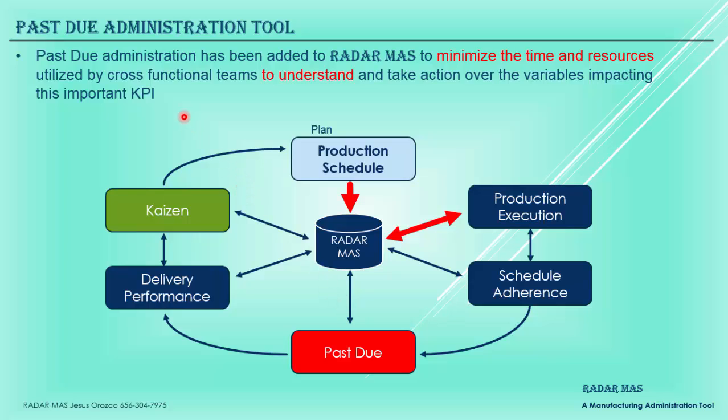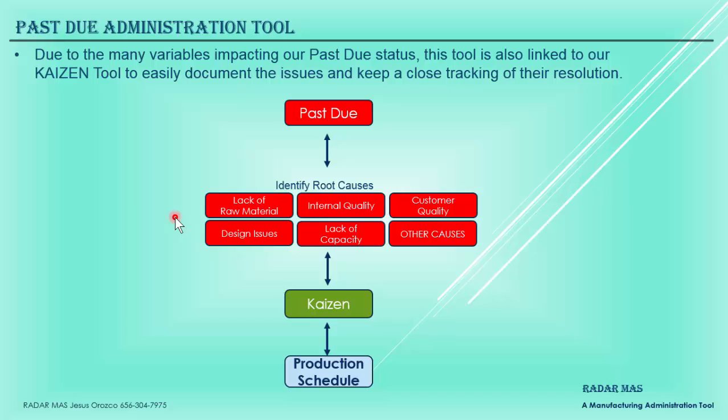The past due administration tool has been added to RaiderMass to minimize the time and resources utilized by our cross-functional teams to understand and take action over the variables impacting this important key process indicator. Due to the many different variables impacting our past due status, this tool is also linked to our Kaizen tool to easily document the issues and keep close tracking of their resolution.